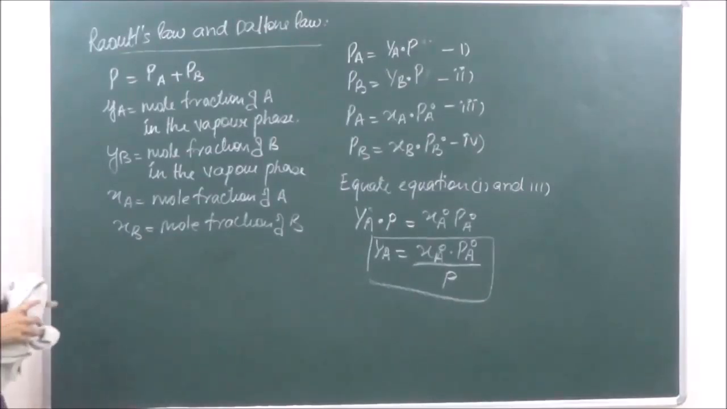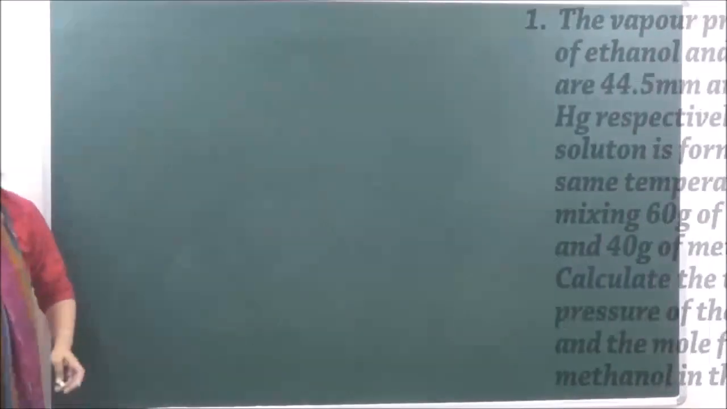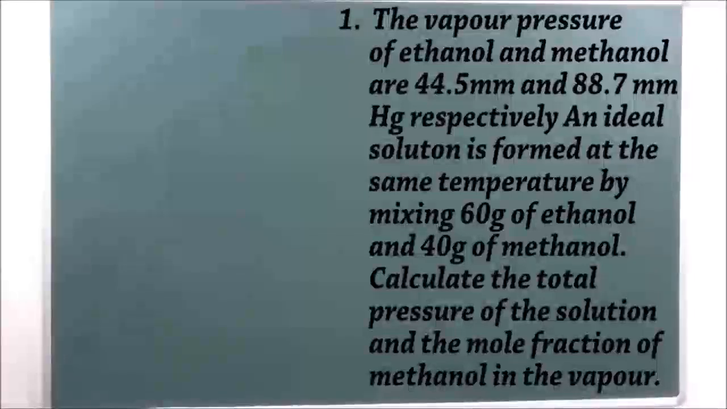We will discuss 4 questions today. The first question, let's see what is the first question. The vapor pressure of ethanol and methanol are 44.5 mm and 88.7 mm of mercury respectively. An ideal solution is formed at the same temperature by mixing 60 grams of ethanol and 40 grams of methanol. Calculate the total pressure of the solution and the mole fraction of methanol in vapor.